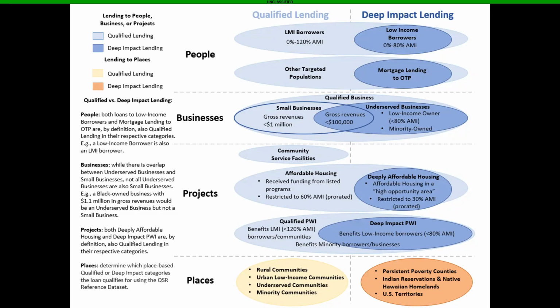When you get down to the place-based categories, it's best to just determine which place-based, qualified, or deep impact categories the loan qualifies for using the QSR reference data set and the FIPS code of that loan.